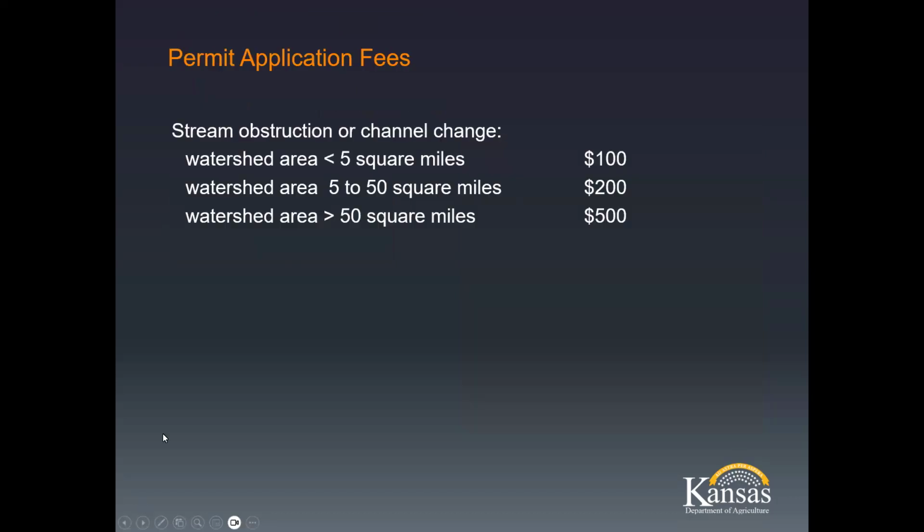Application fees. Okay, if your watershed is less than 5 square miles, it's only $100. Watershed area is 5 to 50 square miles, it's $200. And the watershed is greater than 50 square miles, it's $500. Again, if you're not sure, you use USGS StreamStats, or you can call our office and ask us to do a determination on the fee.